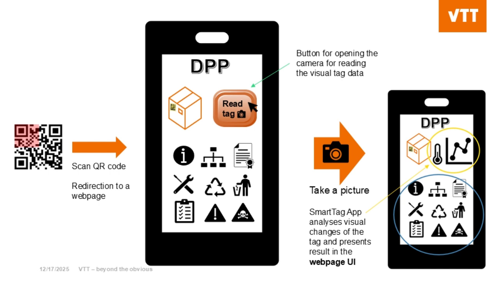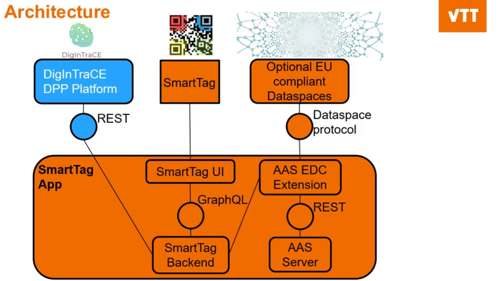the tag's status. In this picture, the implementation architecture of SmartTag application is shown. The application is able to communicate both with DigInTraCE DPP platform and optionally also through EU-compliant dataspaces. Use of dataspaces enables stakeholders to share data in a secure and self-sovereign manner, having full control how possibly business-critical and sensitive data are shared.